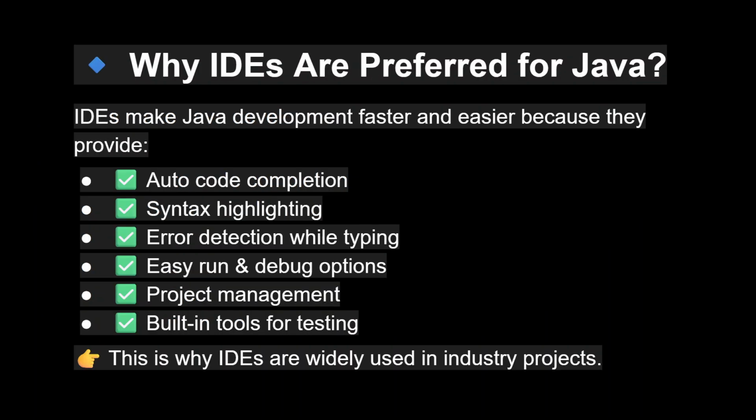And why are IDEs preferred for Java? Because an IDE makes Java development faster and easier. They provide auto completion of code, because we have extensions for them. It gives us good syntax highlighting, so code looks prettier. We can use extensions also, like Prettier, one of the extensions in VS Code that works on indentation and syntax of our code. It helps us detect errors while typing, easily run and debug, and helps in project management, and there are built-in tools for testing also. That's why we prefer IDEs in industry projects. Even in college projects and everything, we prefer IDEs over the editors of a long time back.